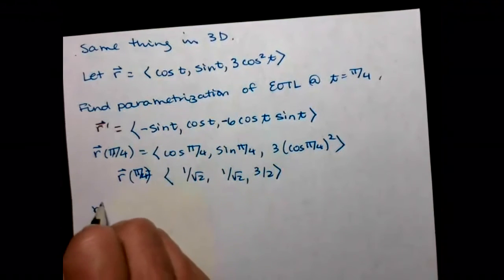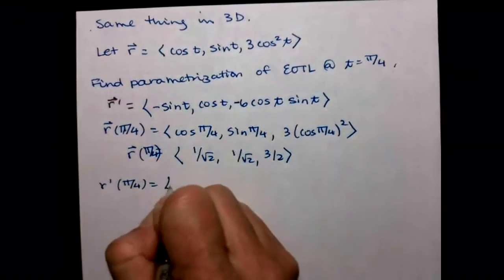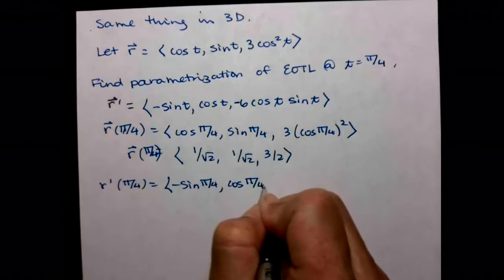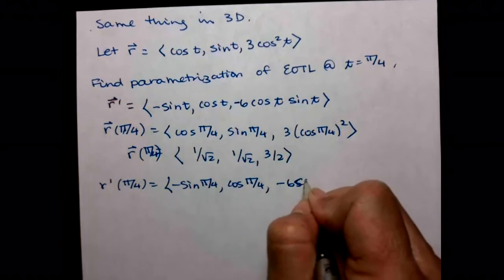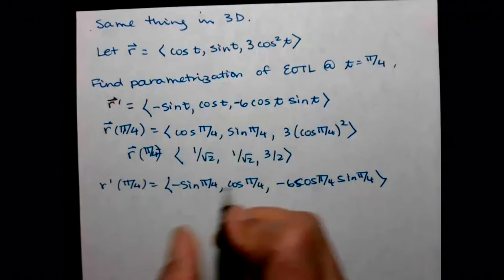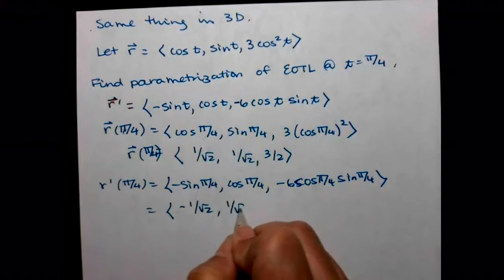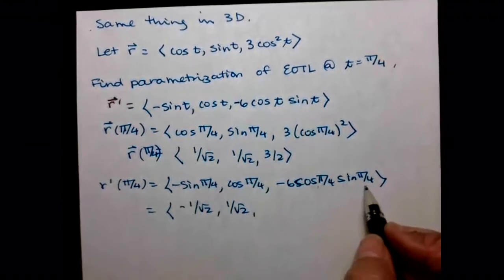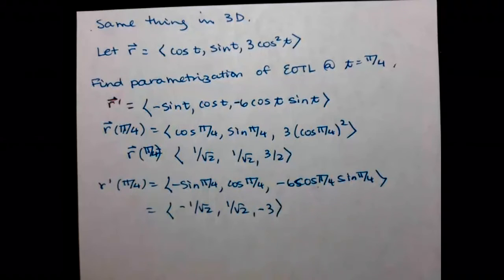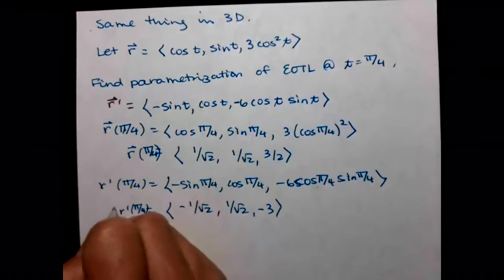And then our slope, so r prime at pi fourths, what do we got? So I've got negative sine of pi fourths, cosine of pi fourths, and then negative 6 cosine pi fourths times the sine of pi fourths. So I get negative 1 over root 2, 1 over root 2. And let's see, 1 over root 2 times 1 over root 2. So there's a 1/2 again times negative 6. That'll make that negative 3. So there is my direction vector. Oh, I left off my vectors.